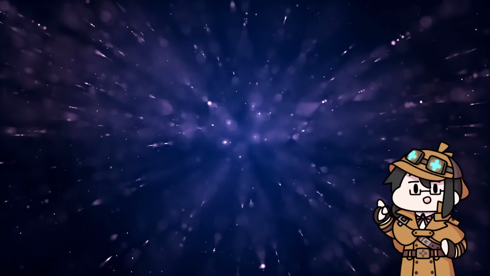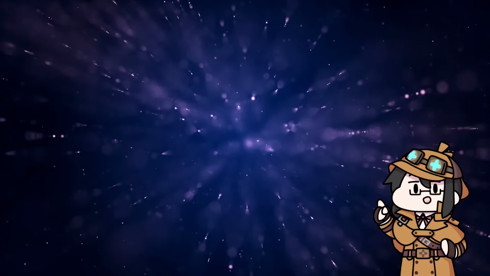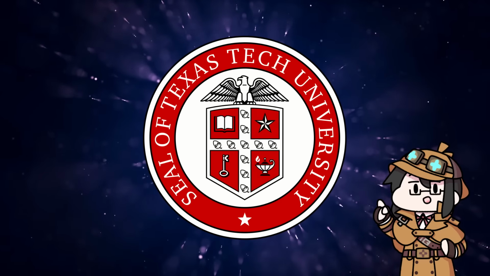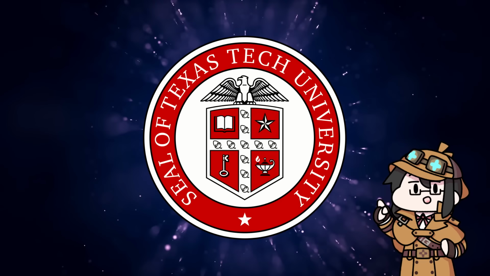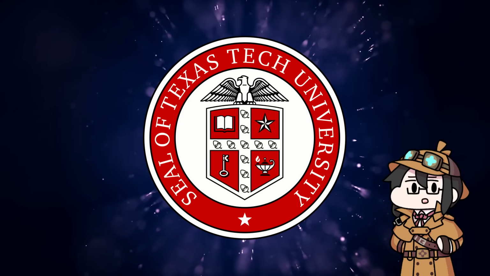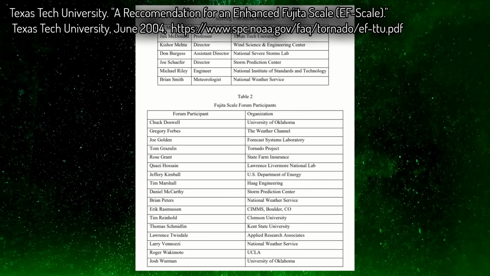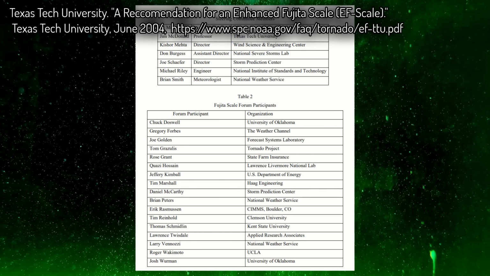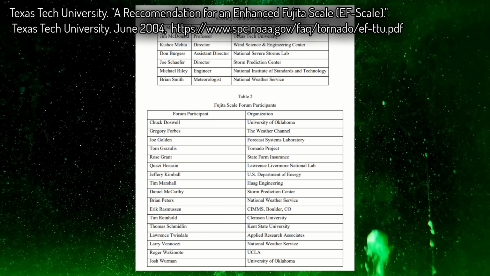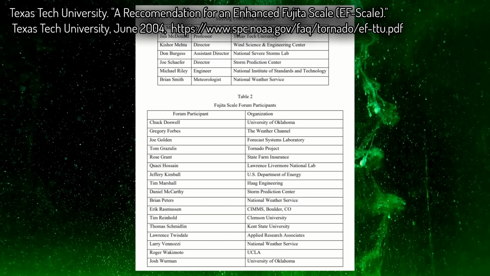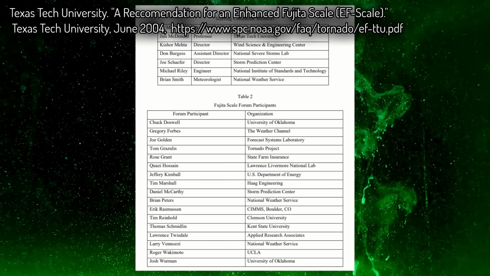So, over the next few years, a team of engineers and meteorologists came together at Texas Tech University to develop a new scale that would be used to assess tornado damage. That scale was the Enhanced Fujita Scale. The Enhanced Fujita Scale was created in cooperation with a number of notable meteorologists and engineers to create a scale that would more accurately correlate the minimum winds needed to create the damage caused by a tornado.